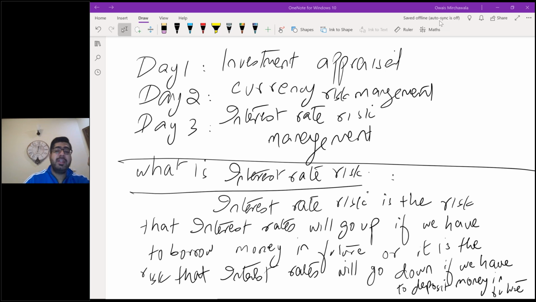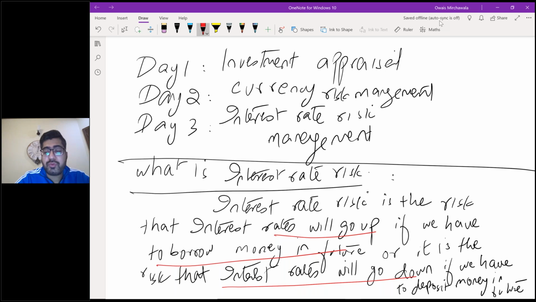Note the definition. Interest rate risk is the risk that interest rates may go up if we have to borrow money in future. Currency risk was the risk that currency rates may go up if we have to make a payment. You plan to borrow money from the bank in future, and there's always a risk that interest rates may go up. Or it is the risk that interest rates will go down if we have to deposit money in future. You plan to deposit some money in future, and there's always a risk that rates may go down.